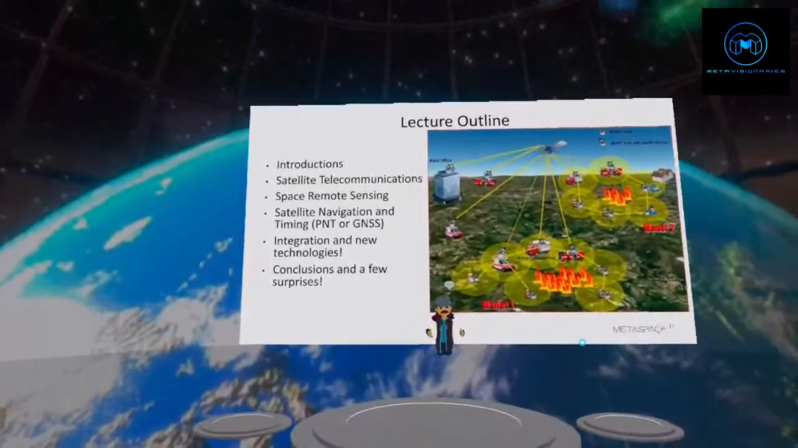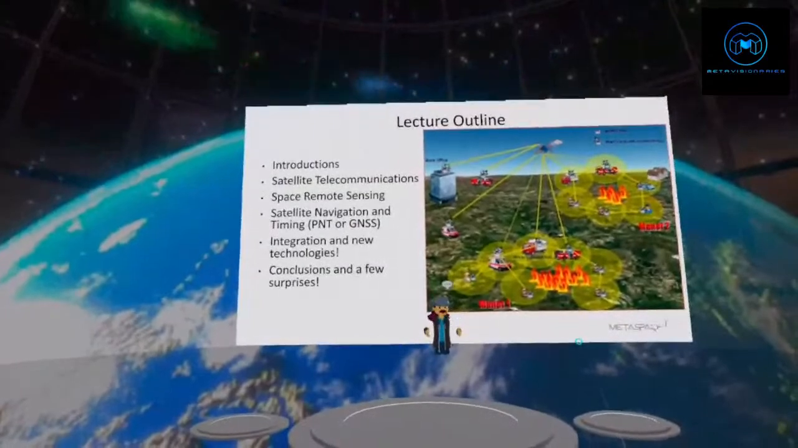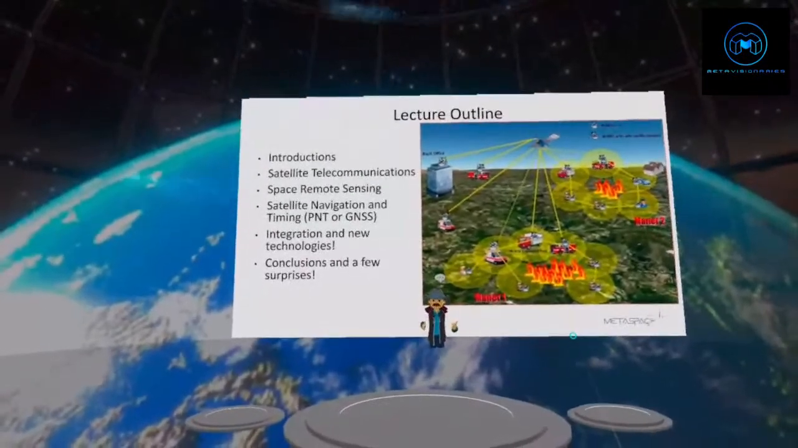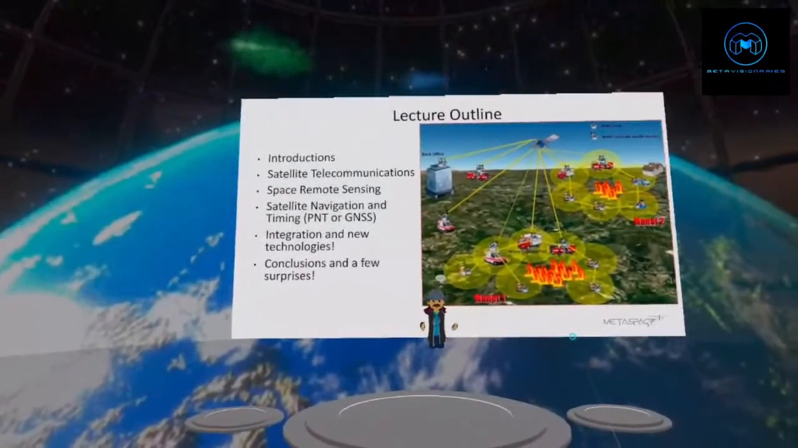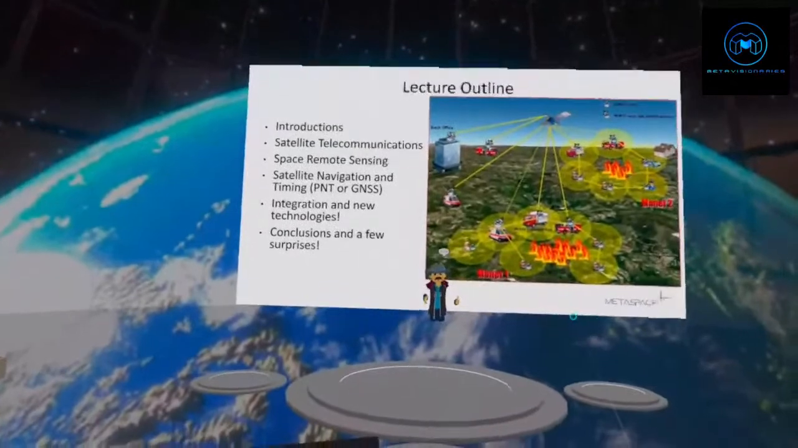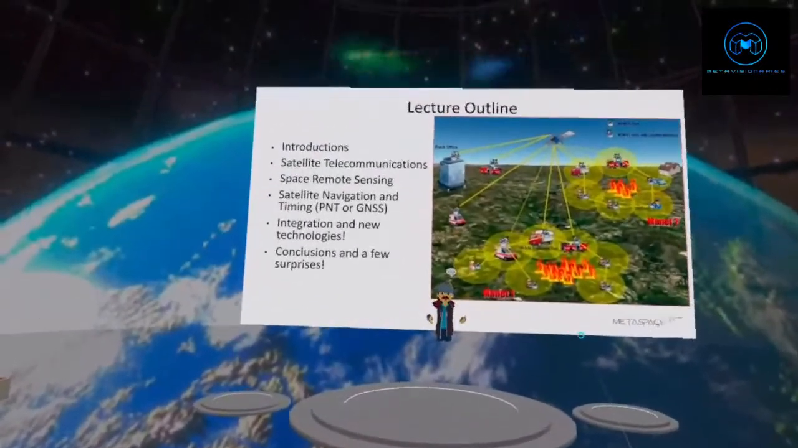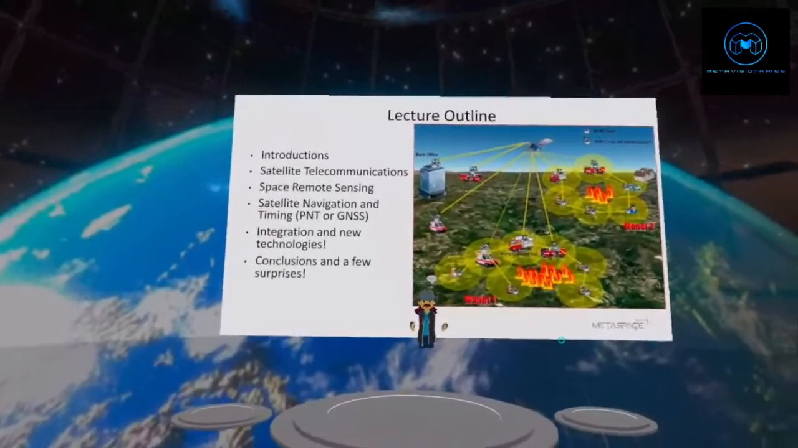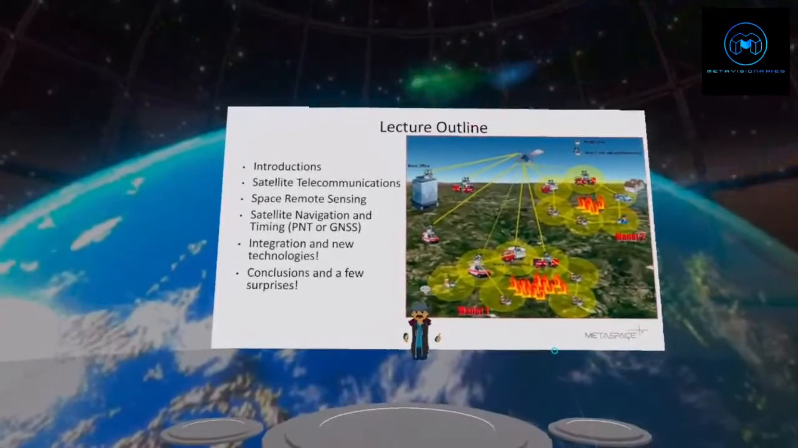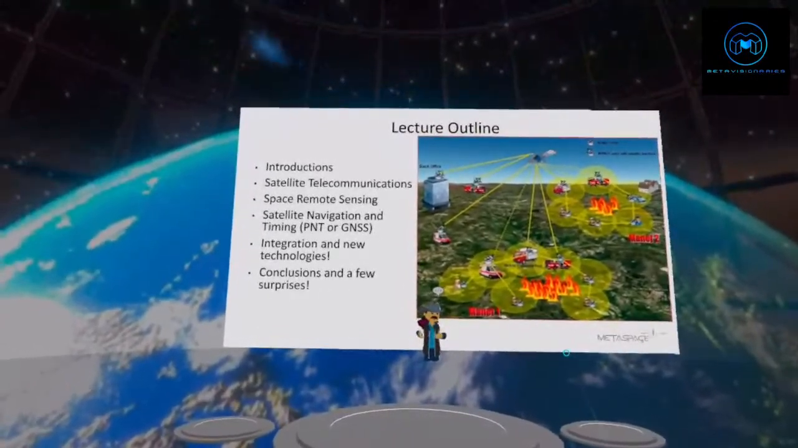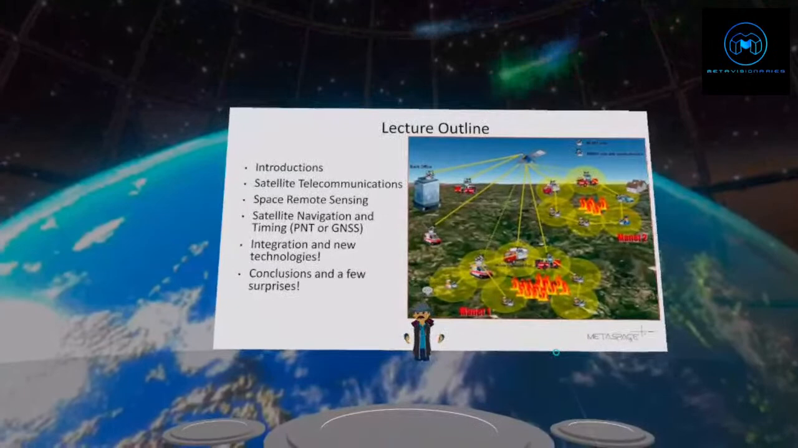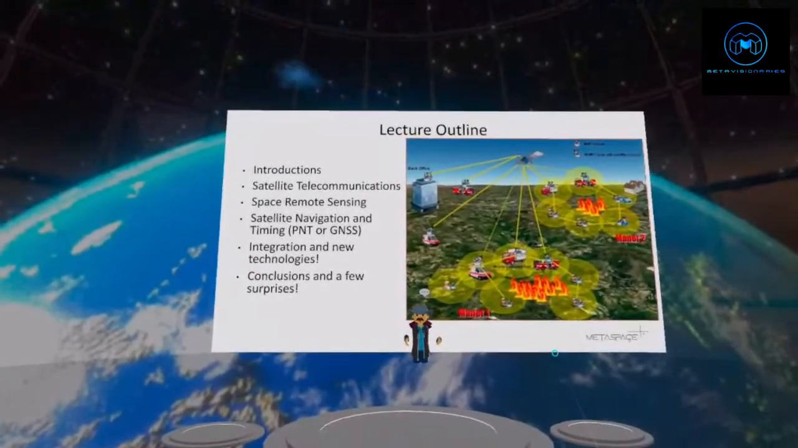So, what am I going to talk to you about? Well, we're doing the introductions, and we had our little dance routine earlier. I hope you like that. I'm going to talk to you about the primary satellite applications: satellite telecommunications, space remote sensing, and satellite navigation and timing. There are 2 different terms in use these days: position, navigation, and timing, or PNT. It's also referred to as Global Navigation Satellite Systems, or GNSS. We're going to talk about how we pull these things together to create amazing applications.